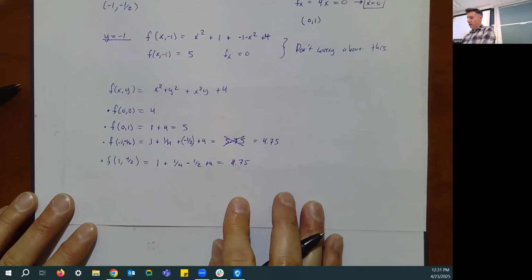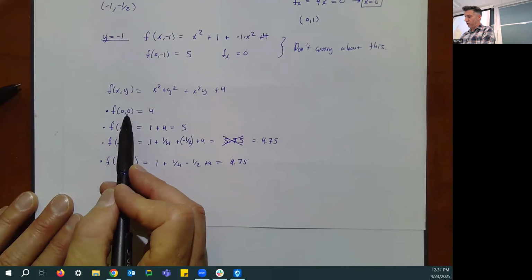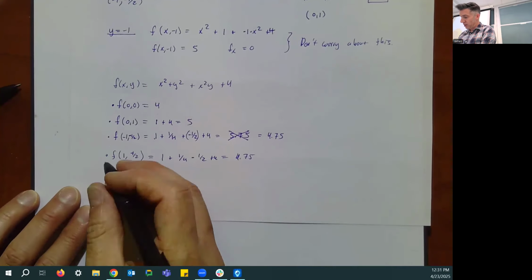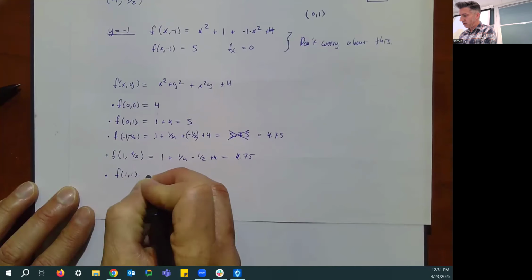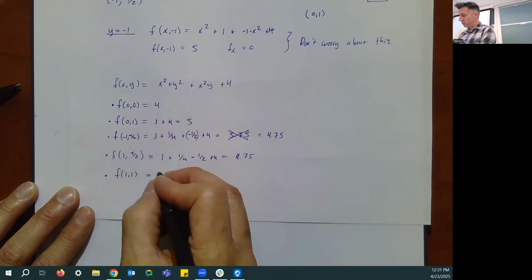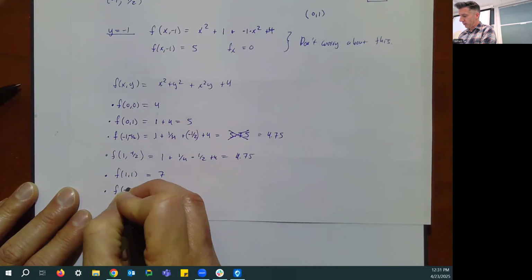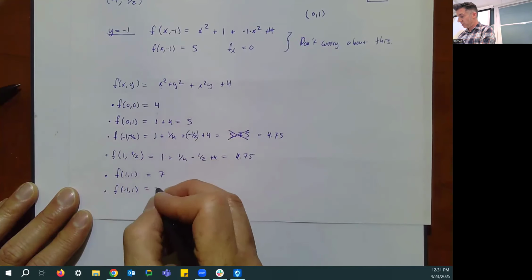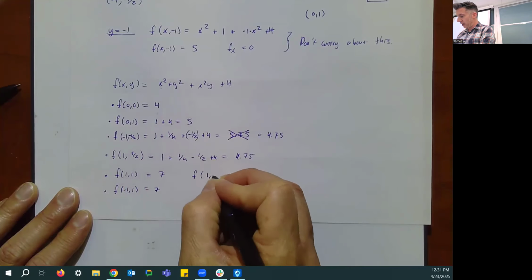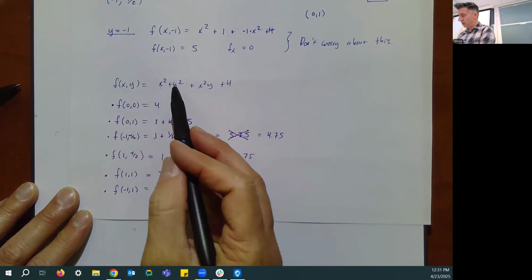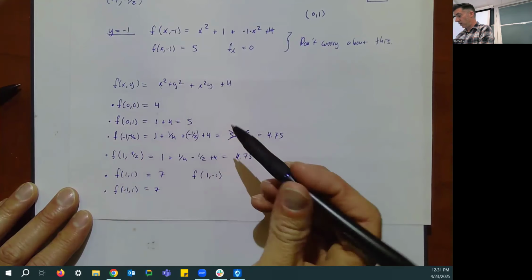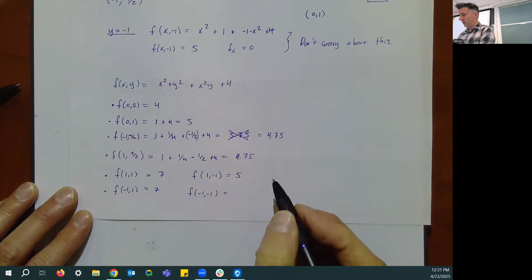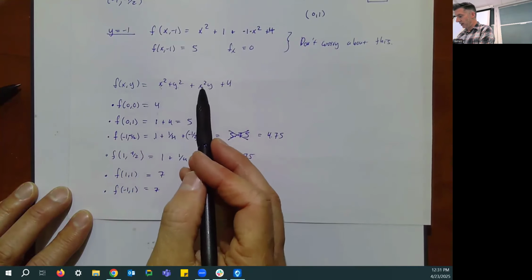We keep going. Okay, so that's my original critical point. These are my 3 boundary critical points, and the rest of them are just the corners. So we're going to find f of 1 comma 1, which is 1 plus 1 plus 1 plus 4. F of -1, 1, which is going to be 1 plus 1 plus 1 plus 4. F of 1, -1, which is going to be 1 plus 1 minus 1 plus 4. And f of -1, -1, which will also be 5, because it's going to be 1 plus 1 minus 1 plus 4.